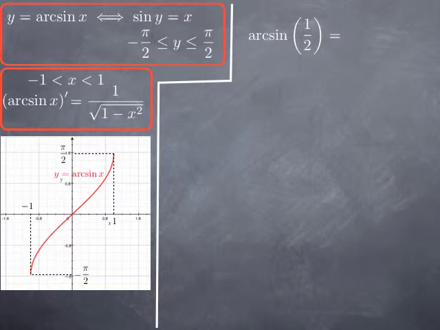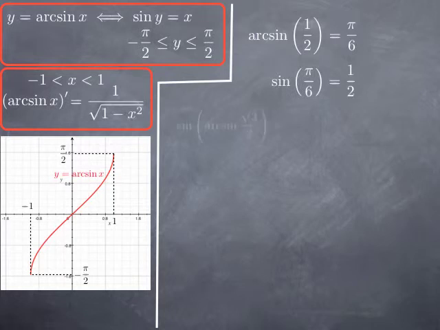Let's look at what it means in very concrete terms. Let's say, for instance, you want to calculate arcsine of 1/2. What does that mean? Well, according to the definition, arcsine of 1/2 is really the angle between negative pi over 2 and pi over 2 whose sine is equal to 1/2. Well, if you look at that, certainly the only angle between negative pi over 2 and pi over 2 whose sine is equal to 1/2 is pi over 6.